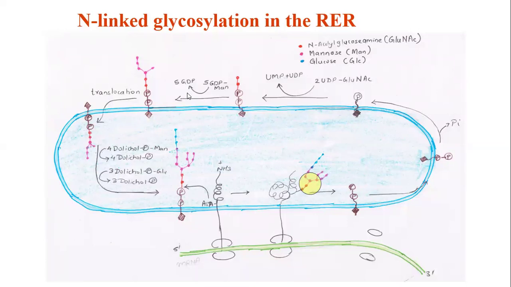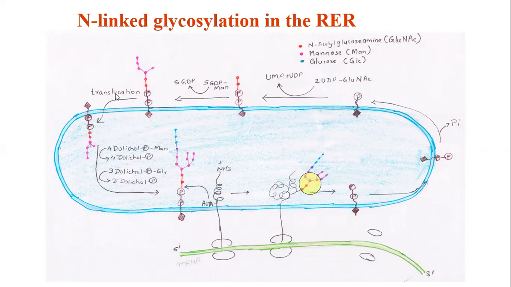We now discuss the different steps of the N-link glycosylation reaction that takes place in the rough endoplasmic reticulum. The dolichol phosphate molecules act as a carrier molecule for synthesis of a core polysaccharide on their surface. The process starts with addition of two residues of N-acetyl glucosamine, followed by addition of 5 residues of mannose sugar, resulting in a total addition of 7 sugars on the surface of dolichol phosphate.